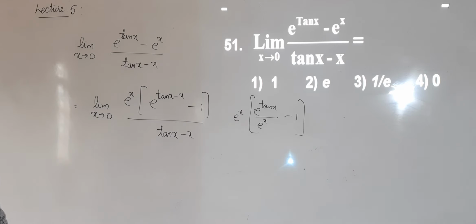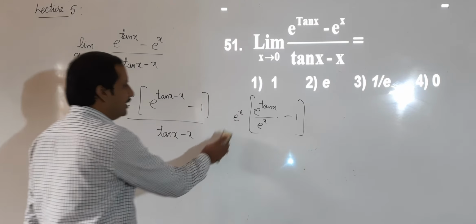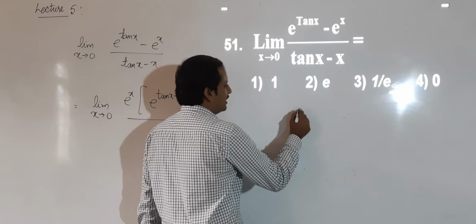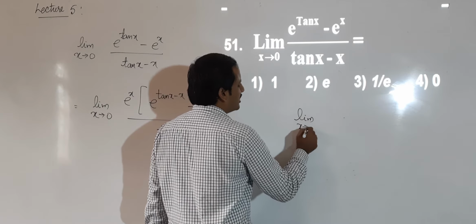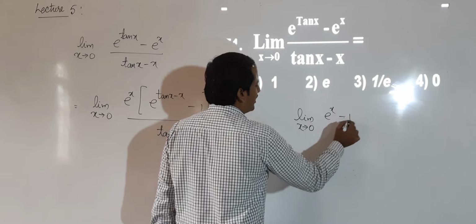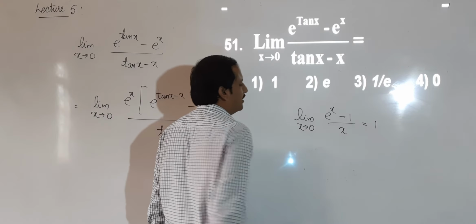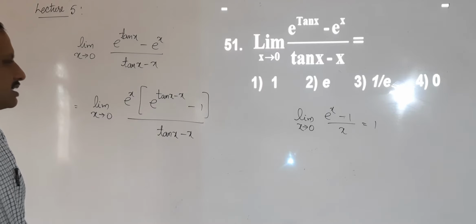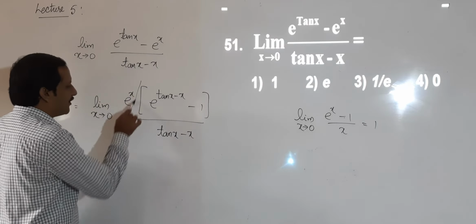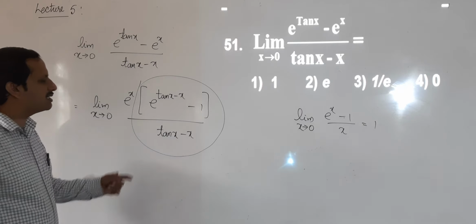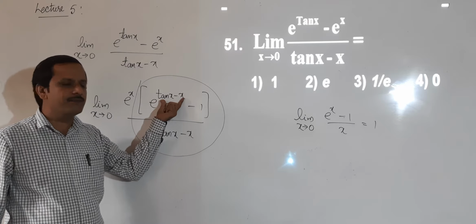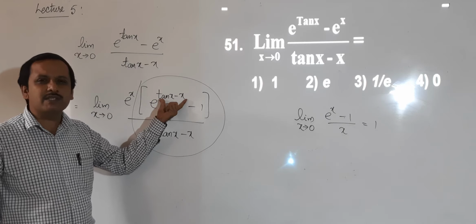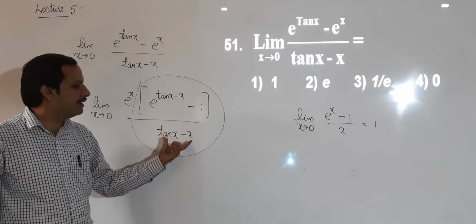Okay. So here I would like to remind you about one formula which we discussed in our earlier classes. That is, limit x tends to 0, e power x minus 1 by x is equal to 1. Whenever x is approaching 0, e power x minus 1 by x must be equal to 1. So you observe this fact. In place of x, we have tan x minus x. You forget about this for a while, only think of this. So e power tan x minus x, minus 1, divided by tan x minus x.